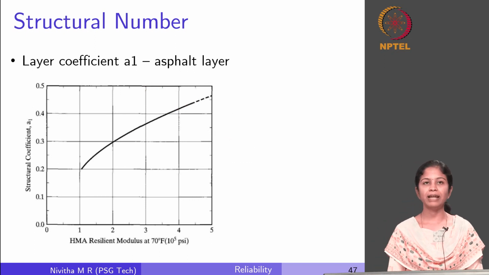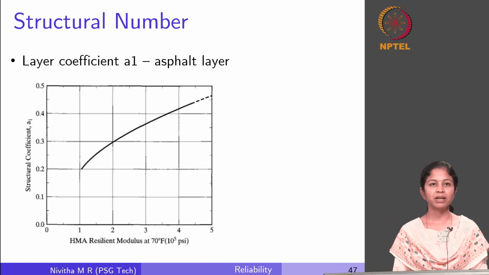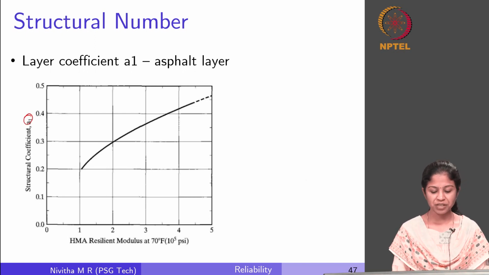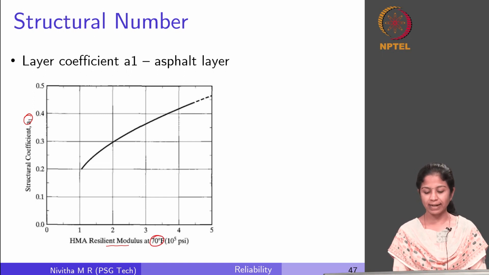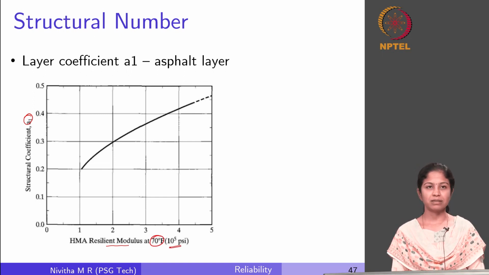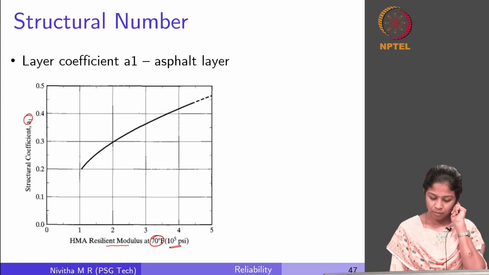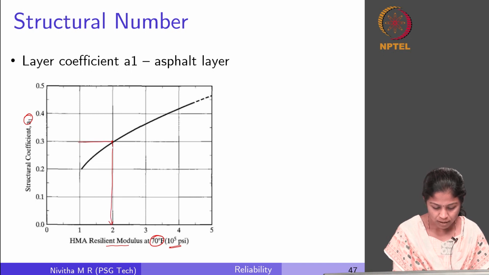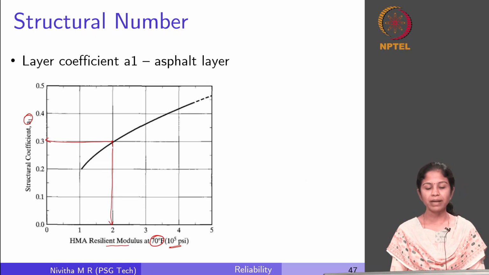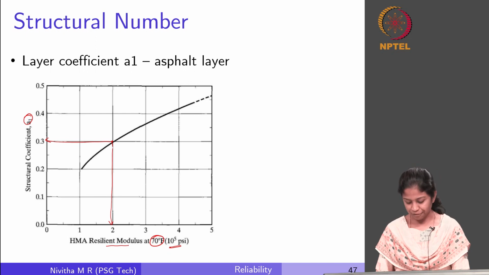For the layer coefficient A1, which is for the bituminous layer, a graph is specified, right. So, this is the structural coefficient A1 and this is the resilient modulus of the bituminous layer. We should see it is at 70 degrees Fahrenheit and at 10 to the power 5 psi. Okay. So, if I have a resilient modulus, let us say 2 into 10 to the power 5 psi, if this is my resilient modulus, 0.3 is going to be my structural coefficient, right. So, this value can be directly taken from this graph.